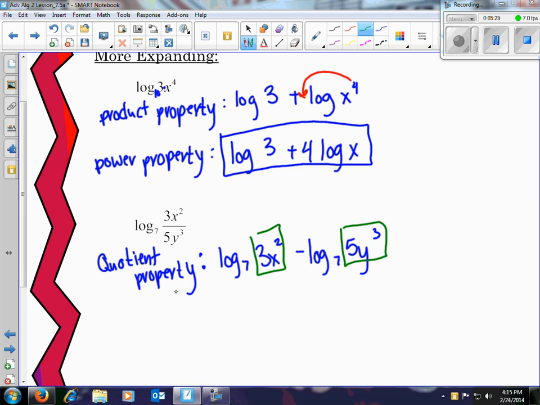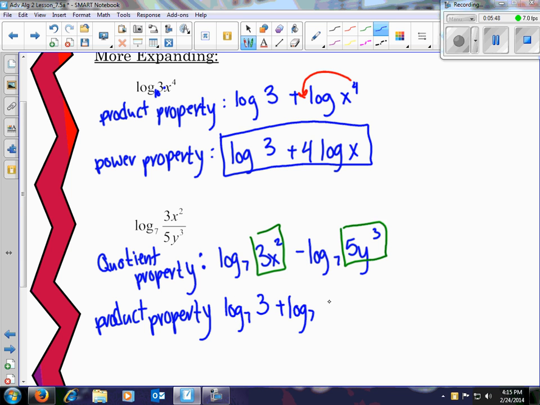So I have product property. Now when I'm multiplying, I'm going to have to add. So that means I'm going to have log base 7 of 3 plus log base 7 of x squared minus this whole thing, log base 7 of 5 plus log base 7 of y cubed.